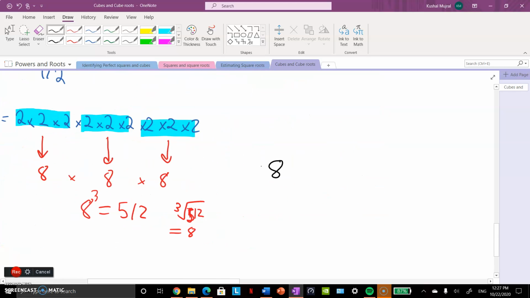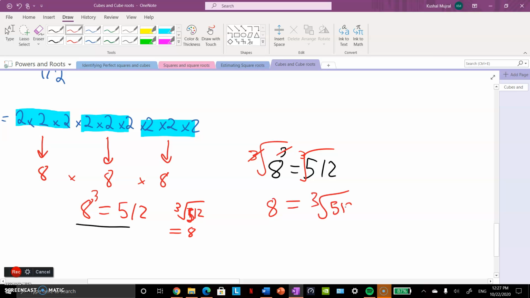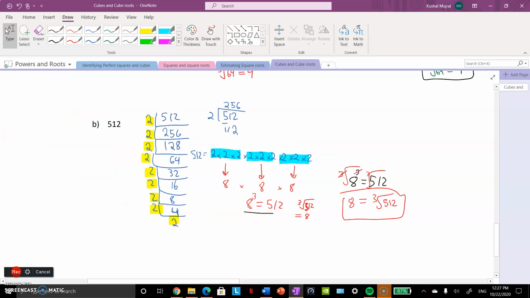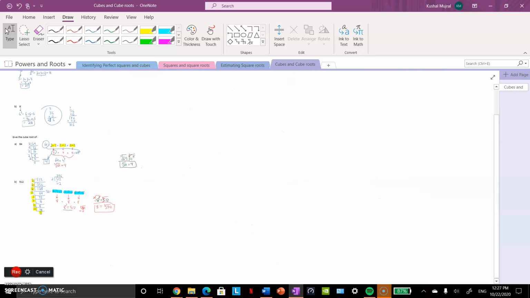And for this question down here, let me just cover that one more time. So if 8 cubed, like we wrote over here, 8 cubed equals 512, we take the cube root of both sides. This cancels, and 8 is the cube root of 512. Okay? And this is how you write your answer. That's cubes and cube roots.